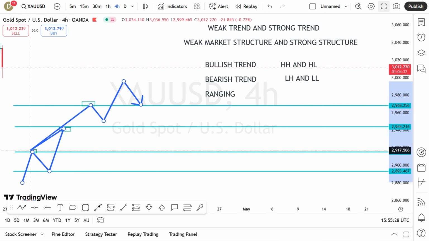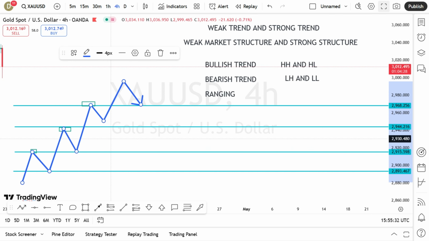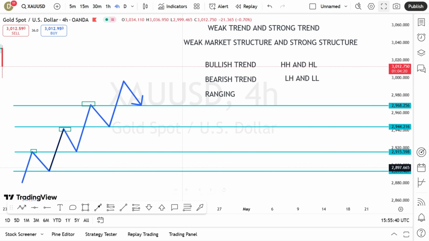If this low will test this high, it means the market is forming a strong trend. That's it. The same applies to our selling market or bearish market.